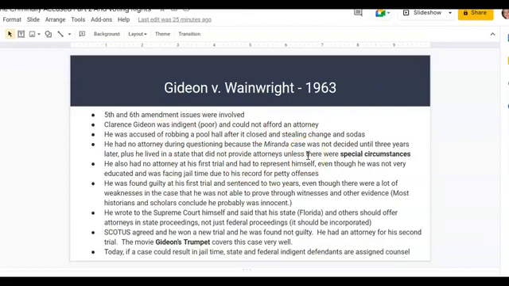So today, what this case means is that if there's any chance of jail time, both state and federal indigent defendants are assigned counsel. So if you shoplift some lip gloss from Walgreens, you are not going to be able to get an attorney, but in other cases, you will.